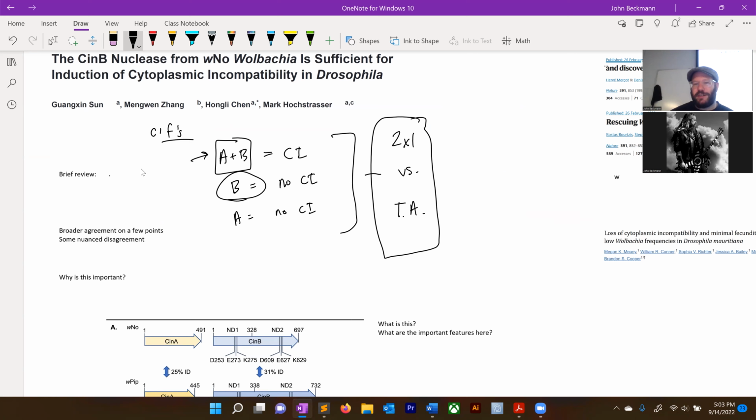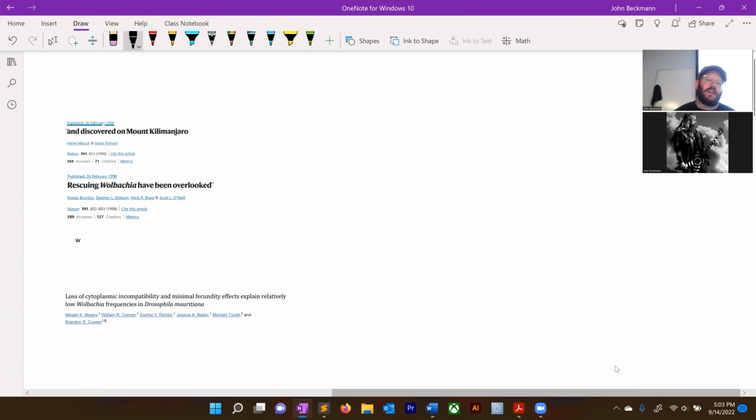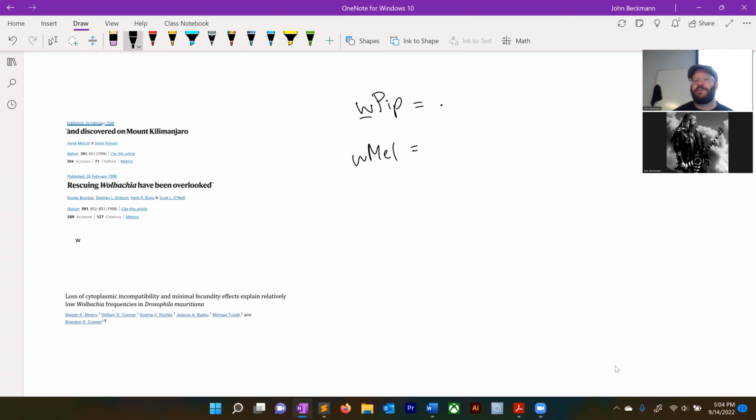And now we're getting into the murkiness of how you might actually figure out which of these is correct. The context of this paper is there are many different Wolbachia strains. Each Wolbachia strain has a name that starts with a W, and it's named after its host. So wPip, guess where that comes from? Culex pipiens, yes. So this is a mosquito Wolbachia. wMel comes from Wolbachia from Drosophila melanogaster. And in this paper, they're talking about this wNo. I'll talk about that in a second.